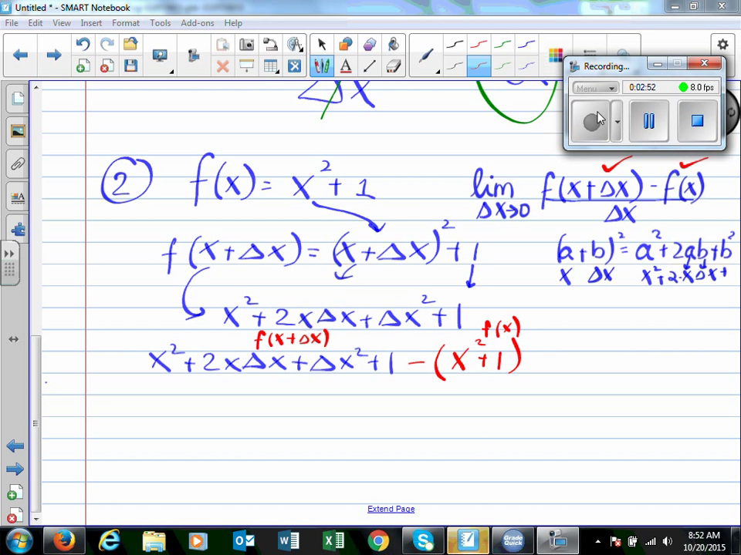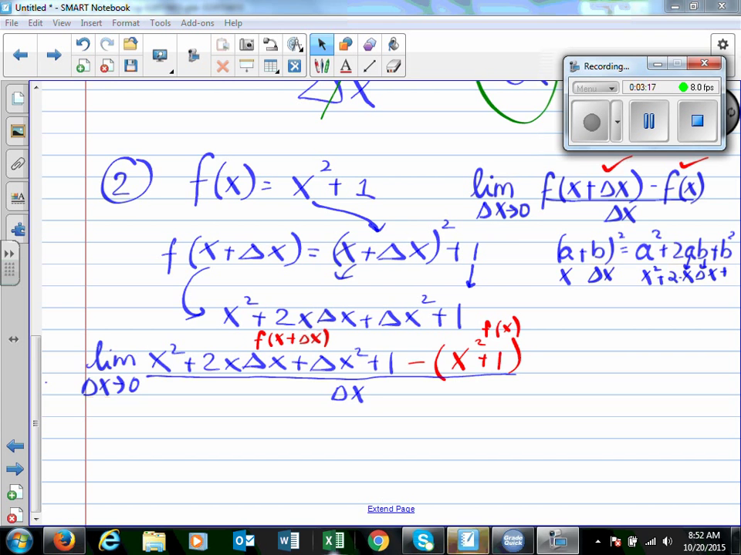So in a problem, the first thing you should do is find f of x plus delta x, by special products or depending on what the problem is. Sometimes it's a direct substitution, sometimes it is this, sometimes it is a trig function, it's something else. Now the whole thing divided by delta x, limit as delta x approaching 0.